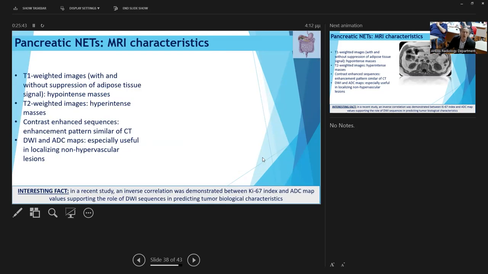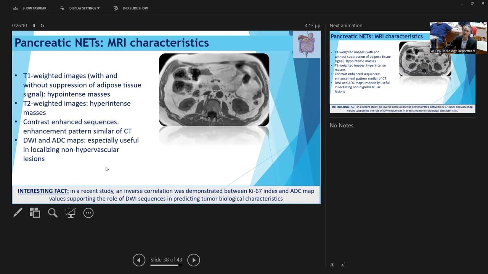Which are the characteristics of neuroendocrine tumor at MR? Again, since we are in front of a neoplastic condition, the lesions are slightly hypointense on T1 and slightly hyperintense on T2 weighted sequences. The contrast enhancement is in line with CT, so early and marked hyperenhancement on arterial phase, and if we use the DWI sequences, we are able to appreciate the restriction of signal intensity.